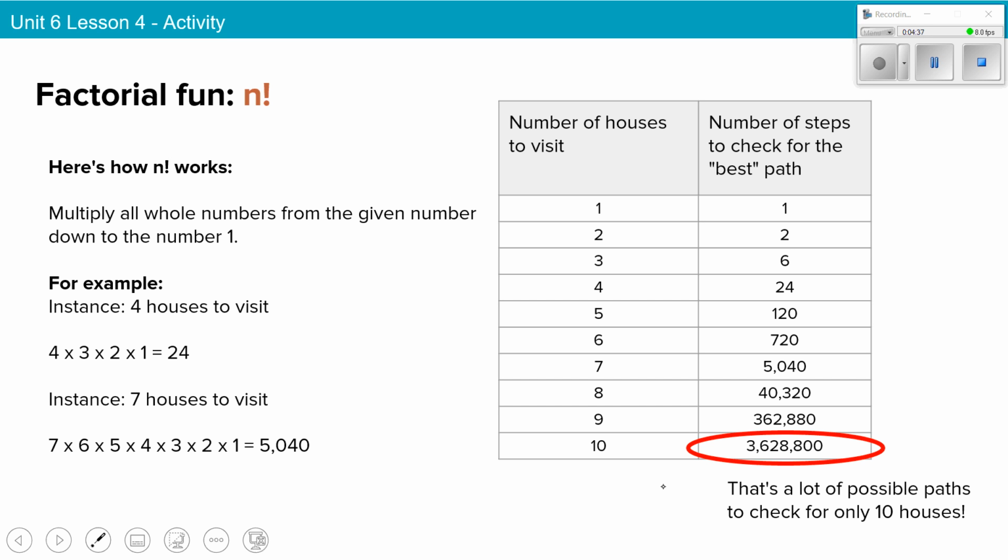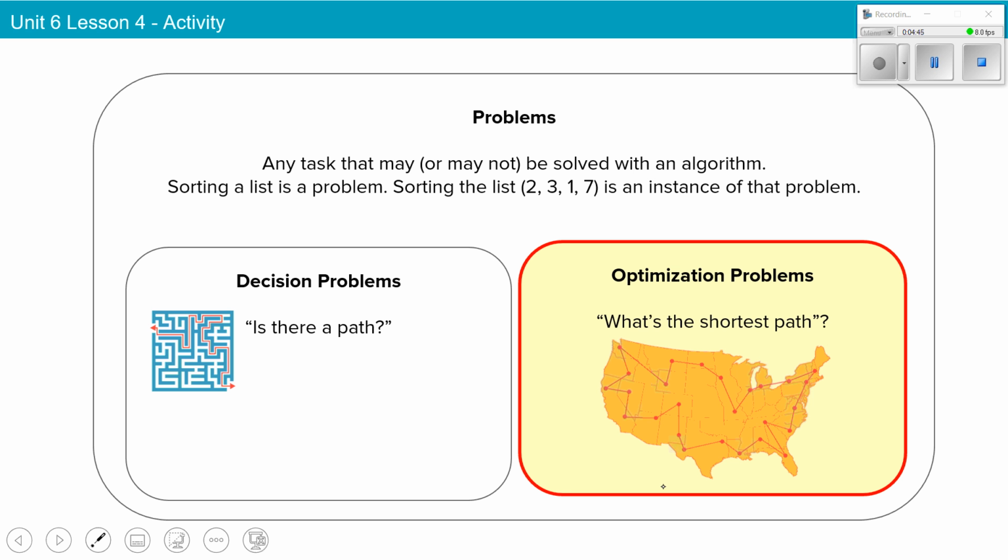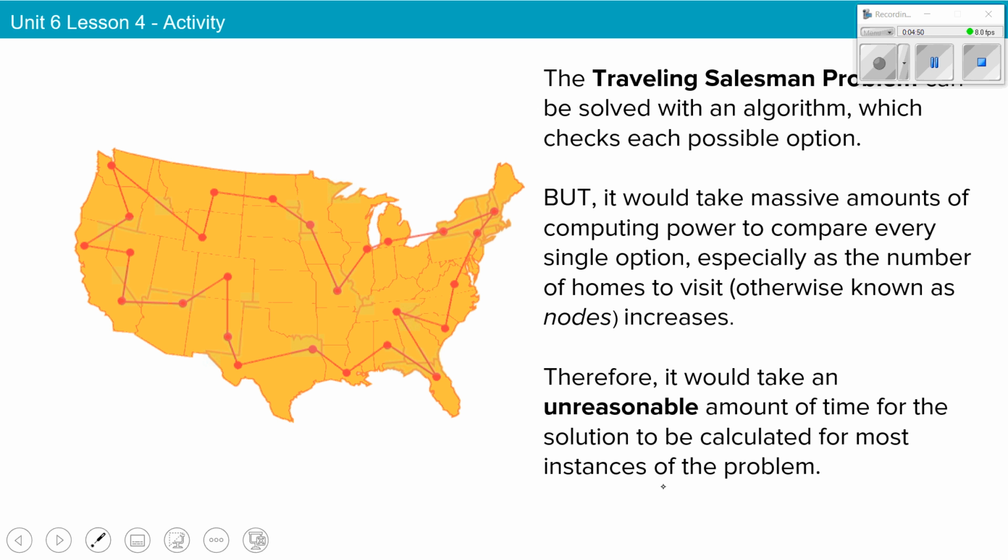So remember, factorial looks like an exclamation mark, but it just means that I'm multiplying that integer times every integer smaller than it down to 1. So this is an optimization problem. It can be solved with an algorithm which checks every option, but it takes an unreasonable amount of time, because remember, it's factorial. Remember, exponential and factorial are unreasonable. The algorithm works, it just takes too many steps.